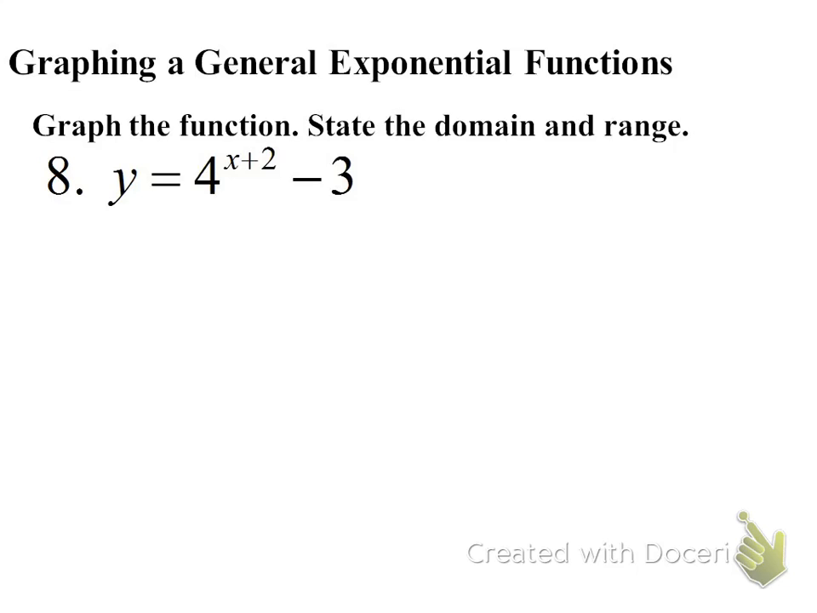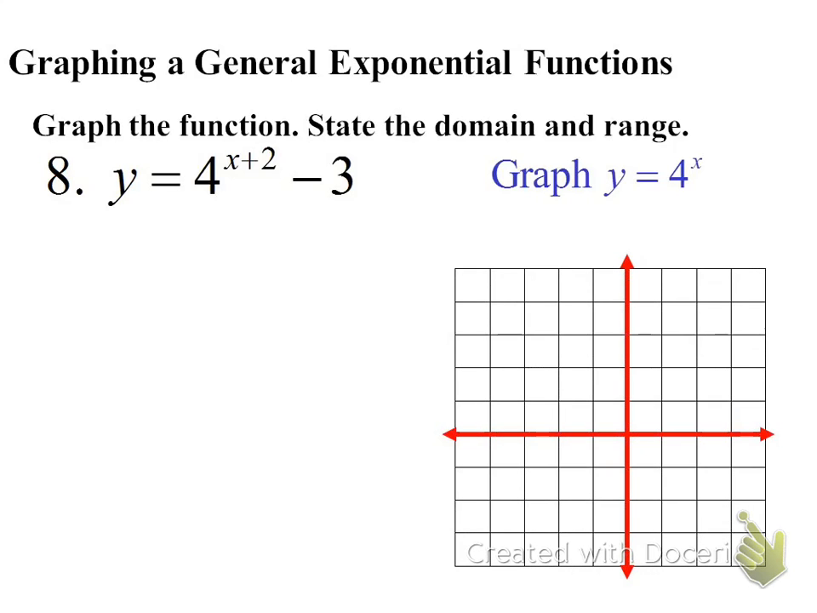Here's number 8. This is probably the last one we'll get to today. Some obvious transformations going on here. Our base is a 4. It looks like our a value here is going to be a 1. The adding 2 in the exponent will move it left. And the subtracting 3 on the end will move it down. So if I can graph 4 to the x, and then move that graph left 2 and down 3, I should end up with this graph. Or again, start from scratch and do it that way.